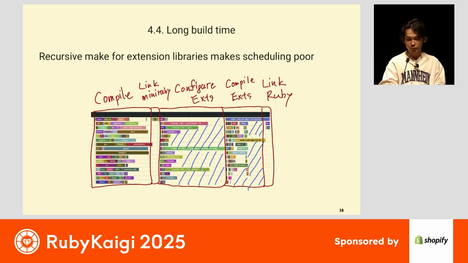This diagram shows its impact on build time. Those white spaces in this graph represent idle time, where some cores weren't being used. So see those blue hatched areas, that's where we could improve by scheduling better. The problem is that we cannot start building any extension libraries until all of the extension libraries are configured. So this stage-wise dependency creates a significant bottleneck in our build.